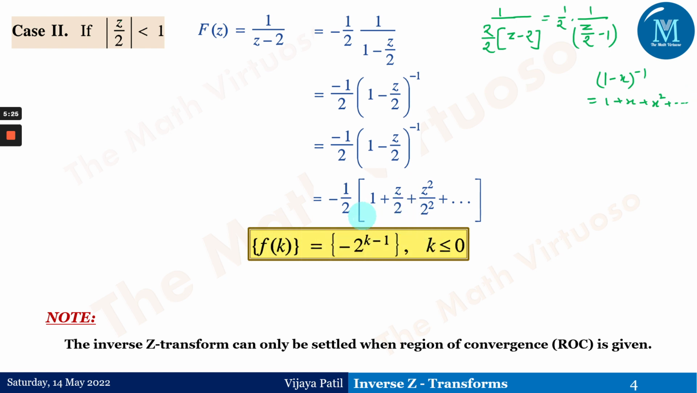After this expansion, if you observe here, the coefficient of z to the power minus k. How to find the z to the power minus k over here? We can easily check this out, which is nothing but minus 2 to the power k minus 1, for k less than or equal to 0 in this particular case. And note, very important: the inverse Z transform can only be settled when the region of convergence, the ROC, has been given, and that's the reason we have considered two different ROCs: mod of 2 by z is less than 1 and mod of z by 2 is less than 1.